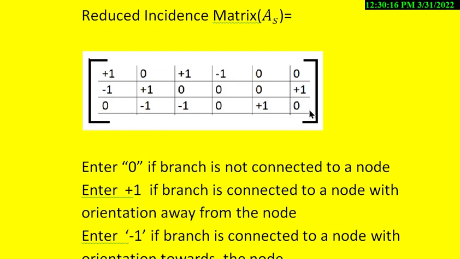Once we remove the last row of the incidence matrix, then we get the reduced incidence matrix like this: plus 1, minus 1, 0, plus 1, minus 1, plus 1, 0, minus 1, minus 1, 0, 0, 0, 0, plus 1, 0, plus 1, 0. And here we cannot say the column total is 0. Sometimes it will be 0, sometimes some columns it will be different. Here it is 0, here also 0, here also 0, whereas here it is not 0, that is minus 1, here again plus 1, and here it is 1.